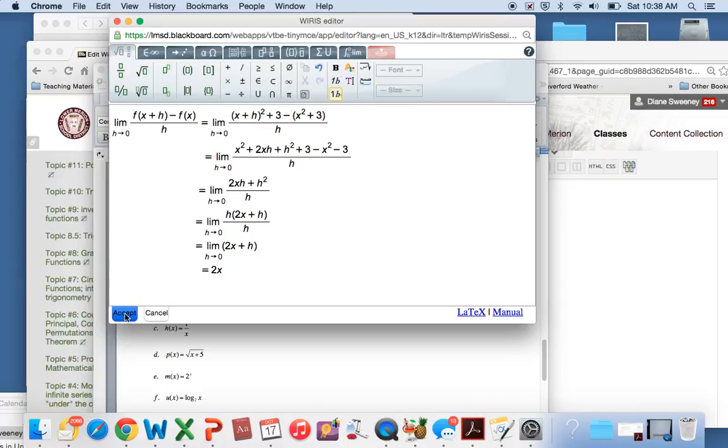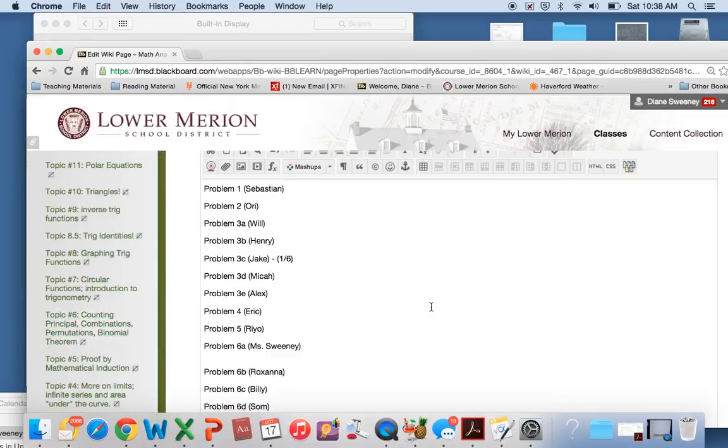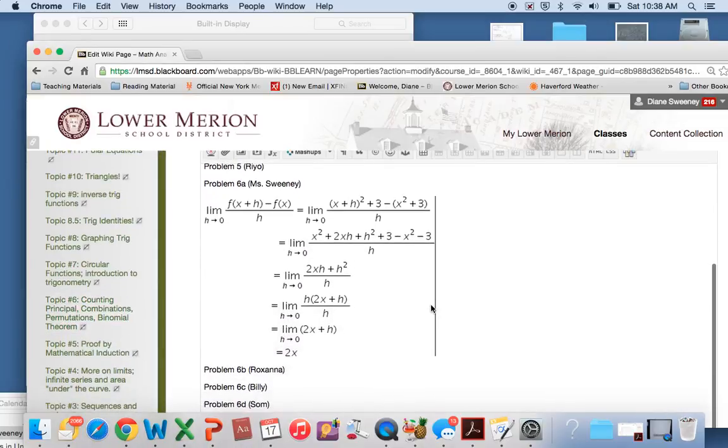I'm going to press accept, and this should go right into the slot. So there's the answer to 6A.